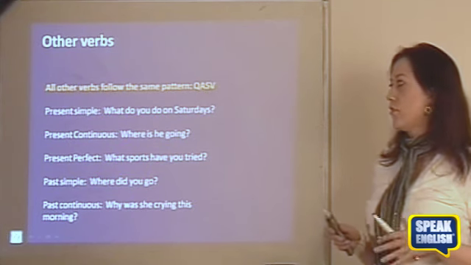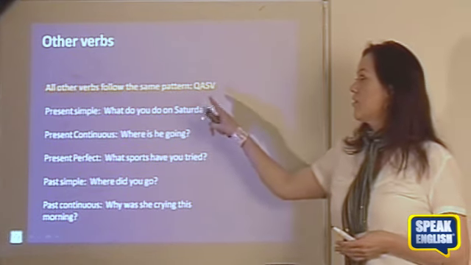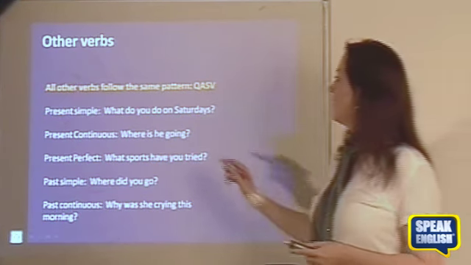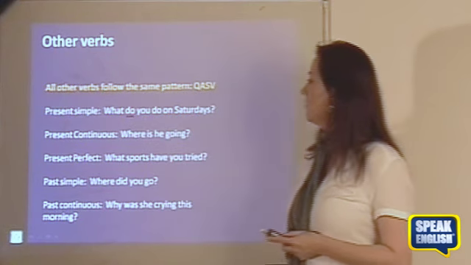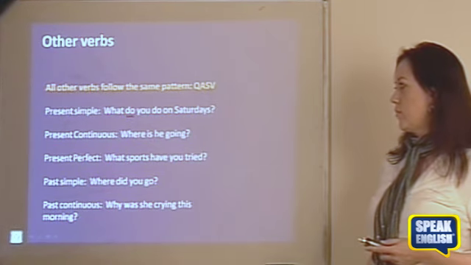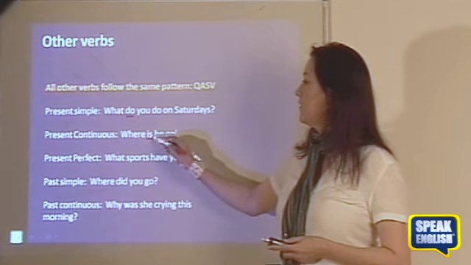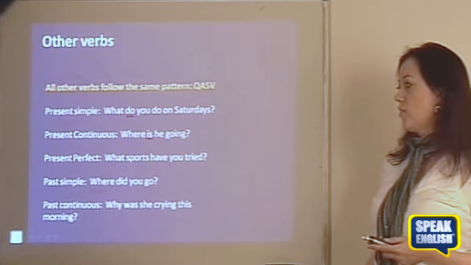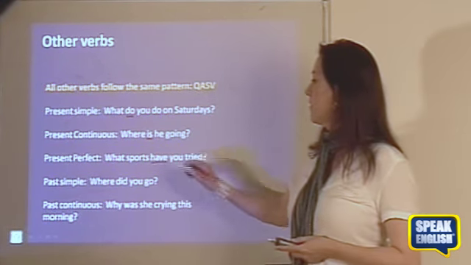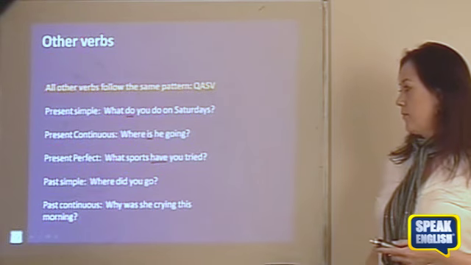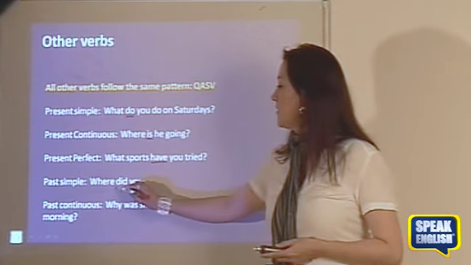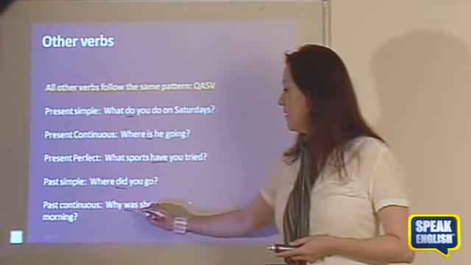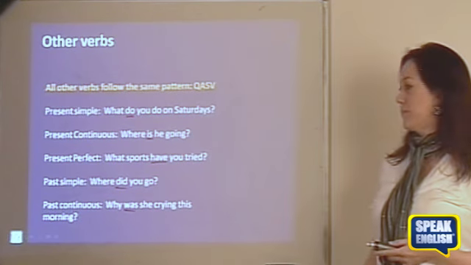All other verbs follow the same pattern of question, auxiliary, subject and verb. Present simple, what do you do on Saturdays? Present continuous, where is he going? These are the auxiliaries in the question. Present perfect. What sports have you tried? Past simple. Where did you go? And past continuous. Why was she crying this morning?